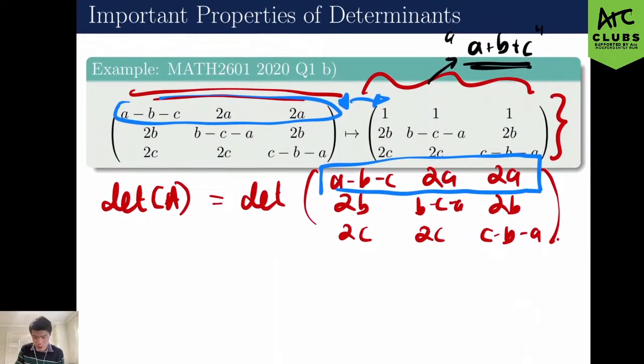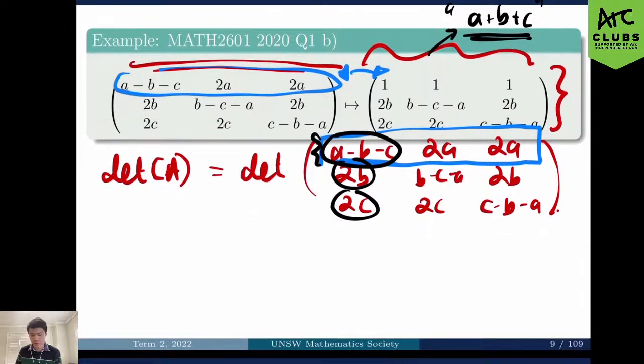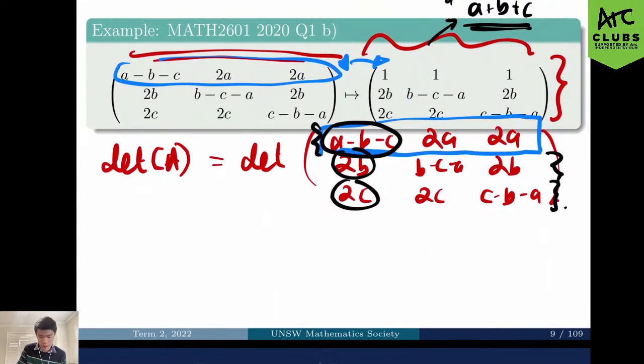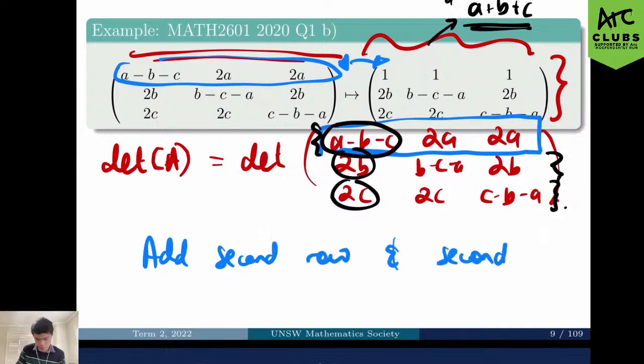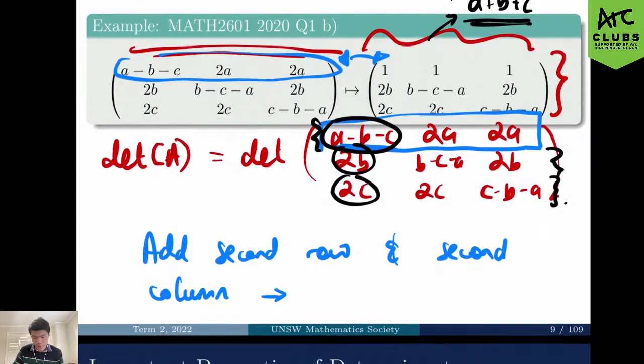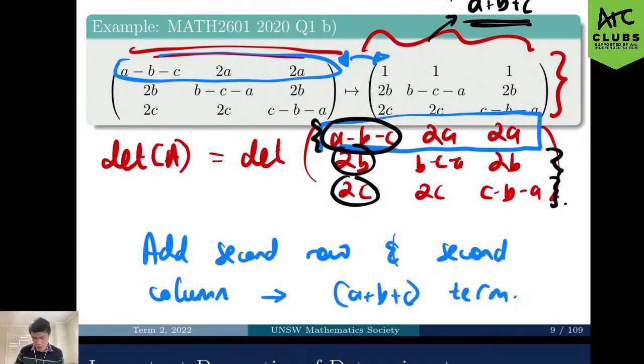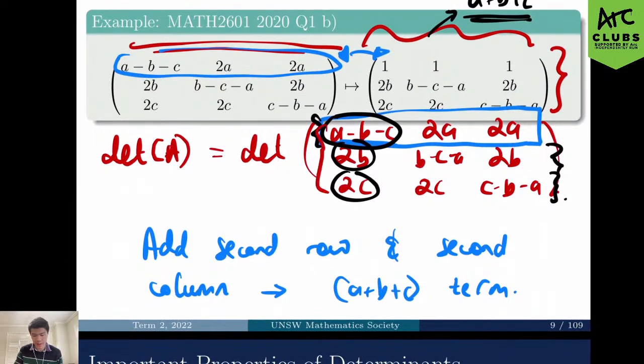So how can we get this to show a plus b plus c? Well, one example is this is a minus b minus c. If we want to get an a plus b plus c, then maybe we can add these two terms to it. But we can't just add 2 terms to this element at the top without doing anything. Realistically, what we have to do is add the second row and the third column. So essentially what I'm saying is we want to be adding the second row and the second column in order to get some a plus b plus c term. Because then all of this will cancel out if you add these 3 together, and you'll get a plus b plus c.